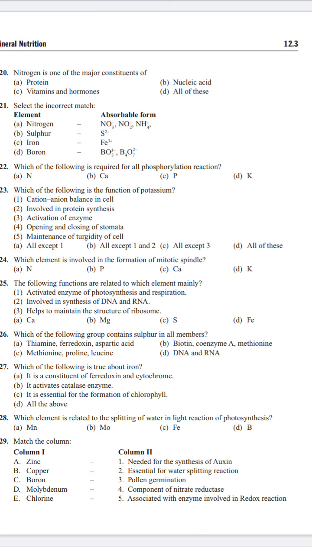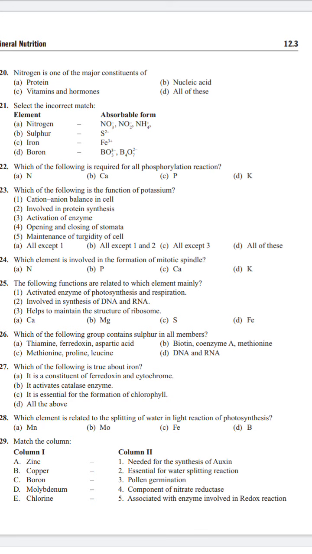Nitrogen is required by all plant parts, particularly the meristematic tissues and metabolically active cells. Nitrogen is one of the major constituents of proteins, nucleic acids, vitamins and hormones. Do you understand? This is the explanation for that question. Now let us go to the next question, the 21st.